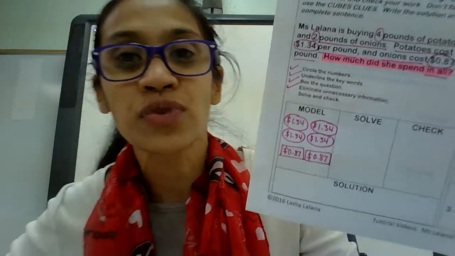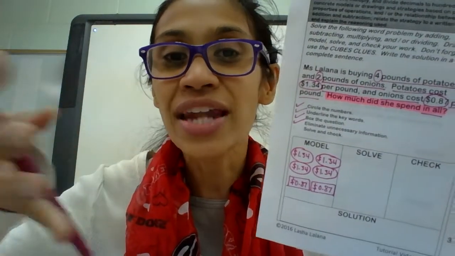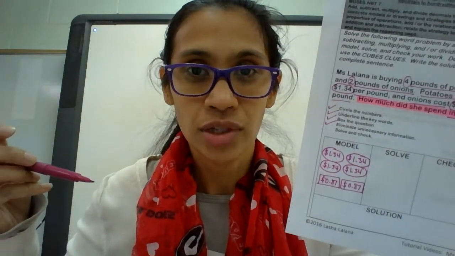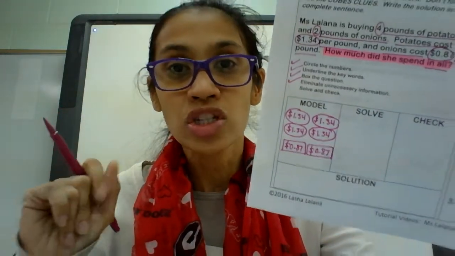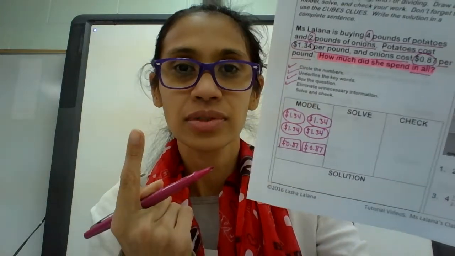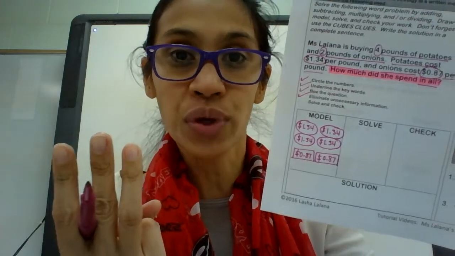And then awesomeness number 3, that means strategy number 3, method number 3, is multiply $1.34 4 times, multiply 87 cents 2 times, and then add that together. All right, so all ways are awesome and amazing. Pick which one you want to do. Would you like to do strategy number 1, strategy number 2, or strategy number 3?